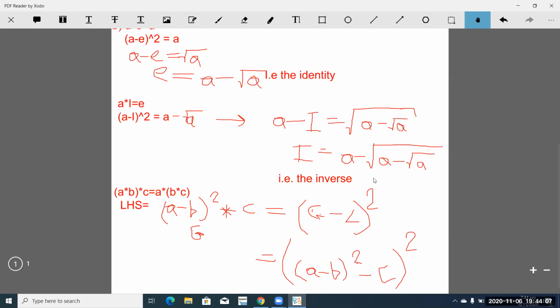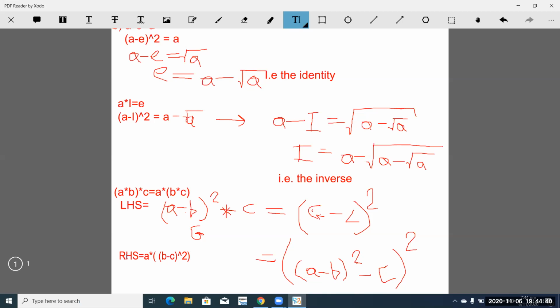Yes, sir. Nice. So now let's work out our right-hand side. Right-hand side is A star, what is B star C? B minus C all square. Very good. B minus C all square.